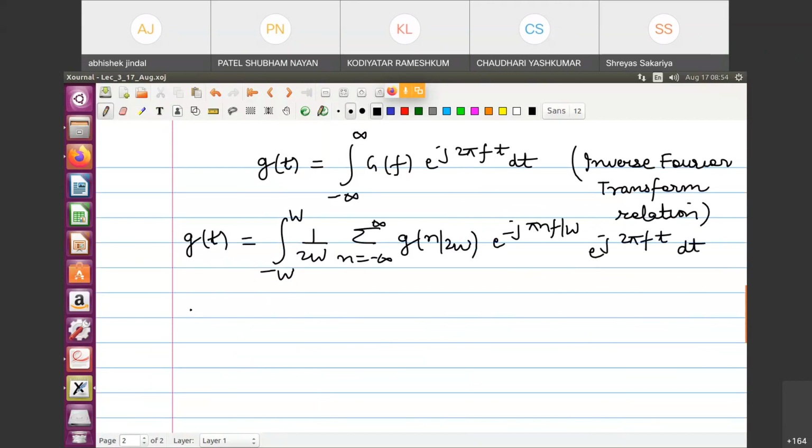Now in this, since integration, or the integral, is a linear operator, we can interchange. So interchange the order of summation and integration.